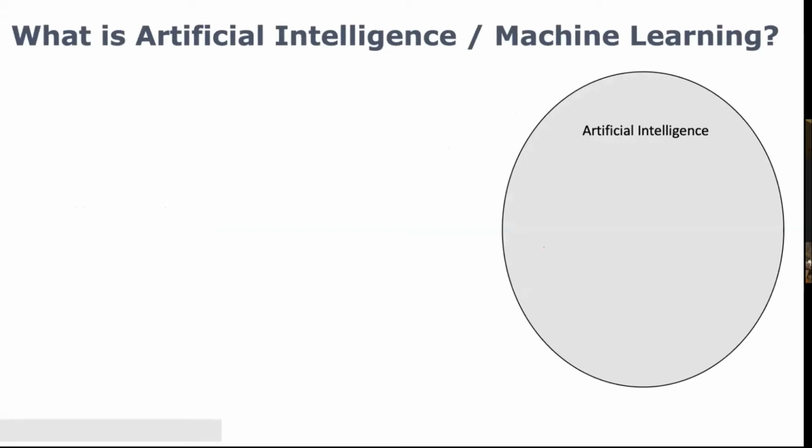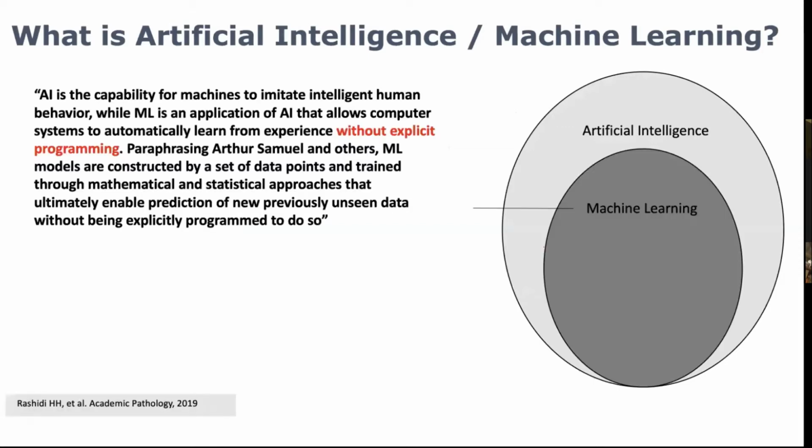And so, not making any assumptions, there's people who talk about artificial intelligence, machine learning. Just to clarify this, machine learning is just a niche within artificial intelligence. And so it can be used interchangeably. Specifically, one of the fathers of machine learning and artificial intelligence, Arthur Samuel, coined the phrase that it's a way that computers or systems can automatically learn from experience without explicit programming.